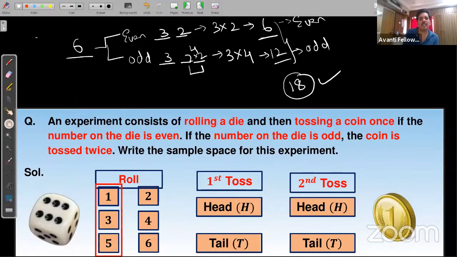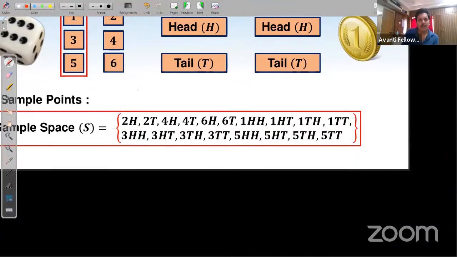So these are all the things. You can just check it, guys. Note down these things here. 2H, 2T, 4H, 4T, 6H, 6T, right? And this one is 1 with HH, HT, TH, and TT. Okay, and similarly for 3 and 5. Guys, clear? So the way you're seeing the things matters a lot. Everyone understood clearly or not?